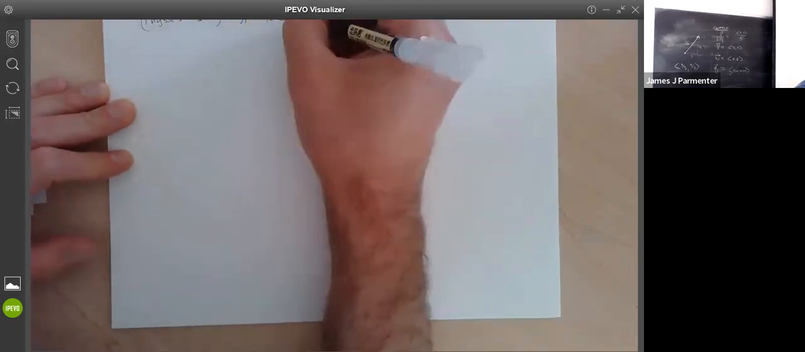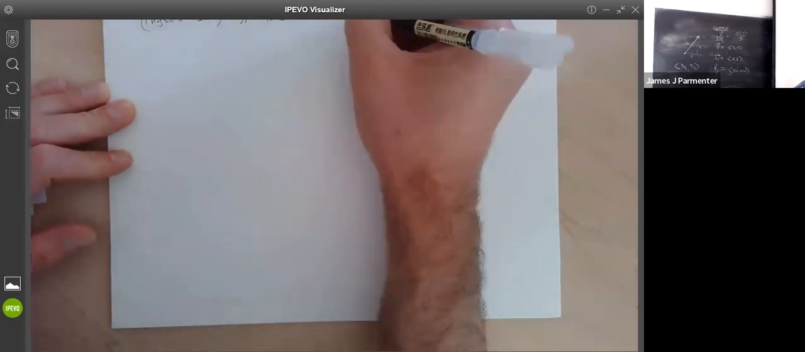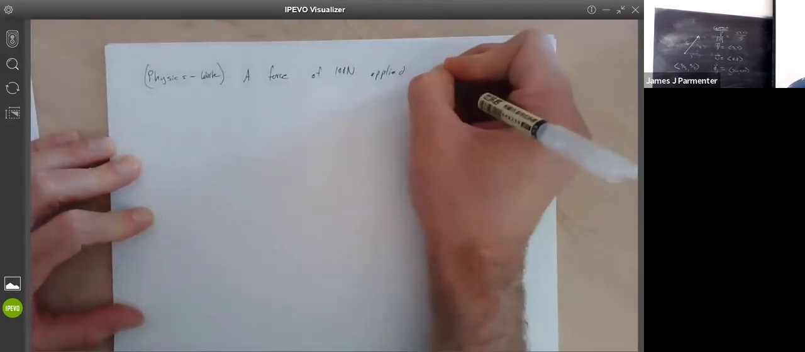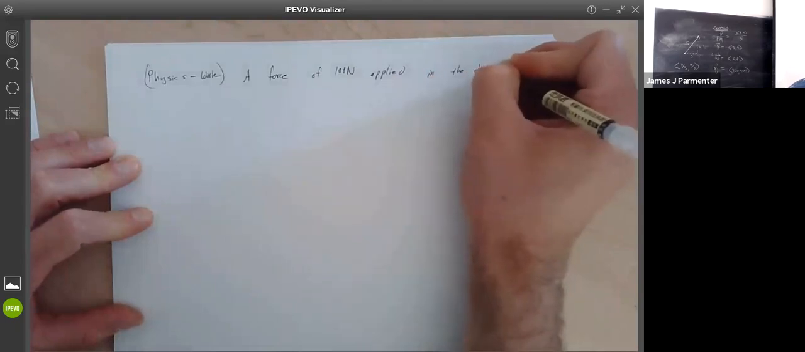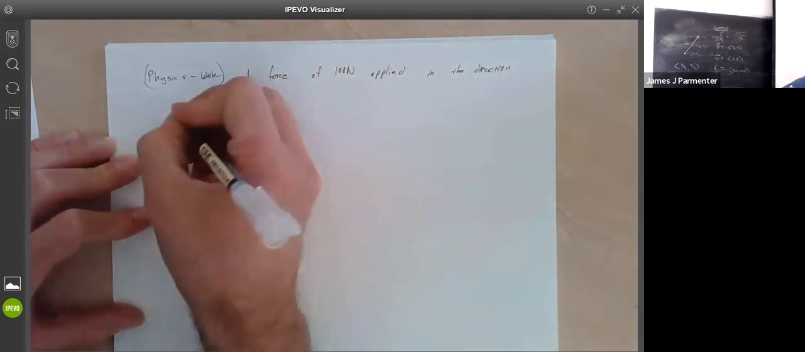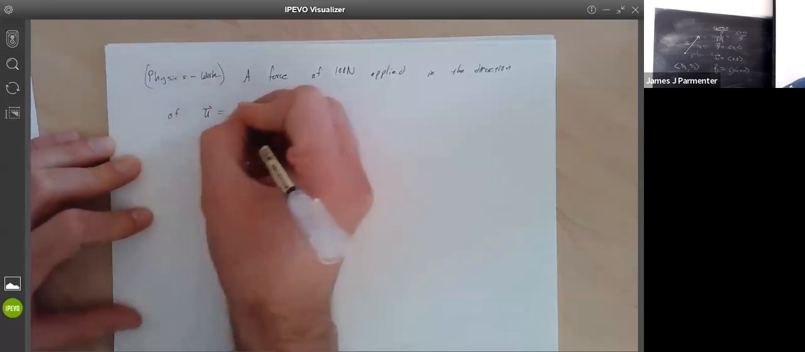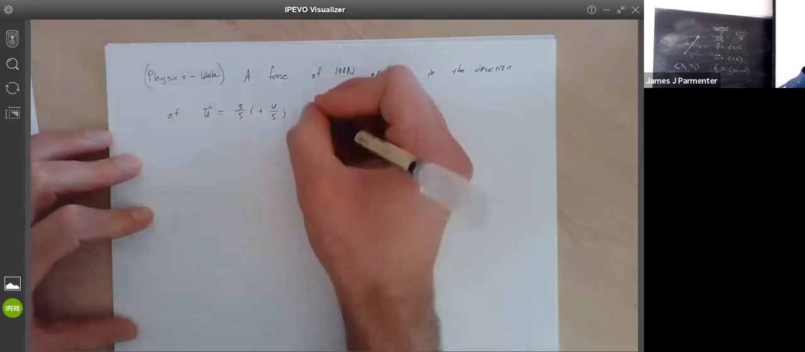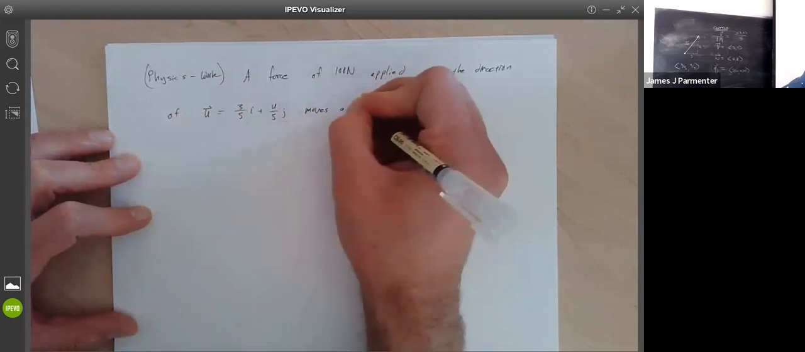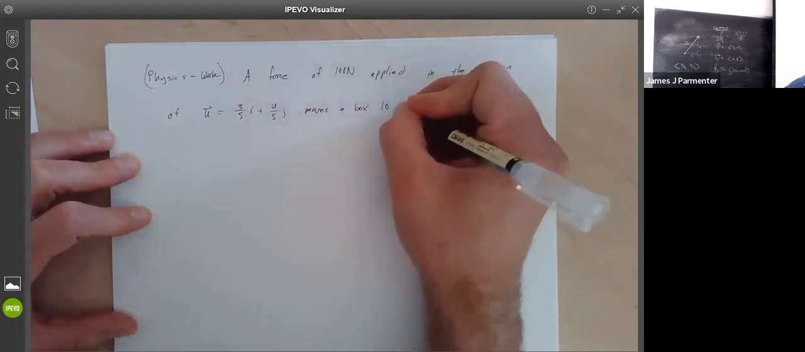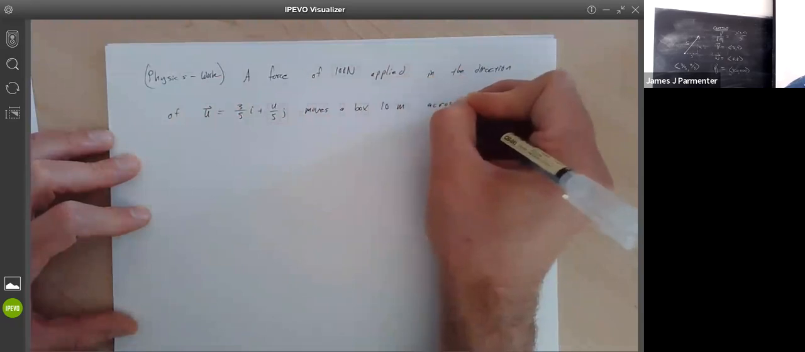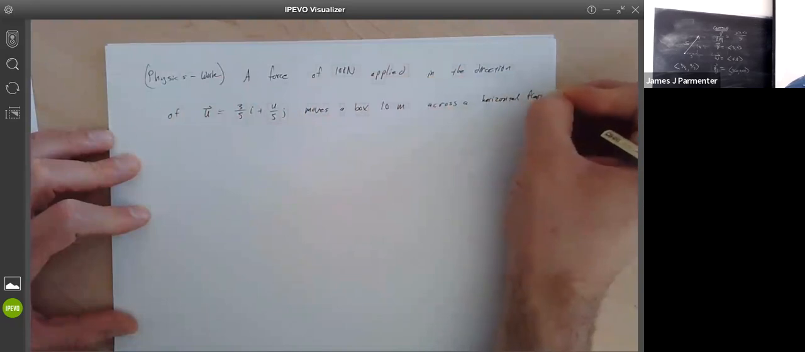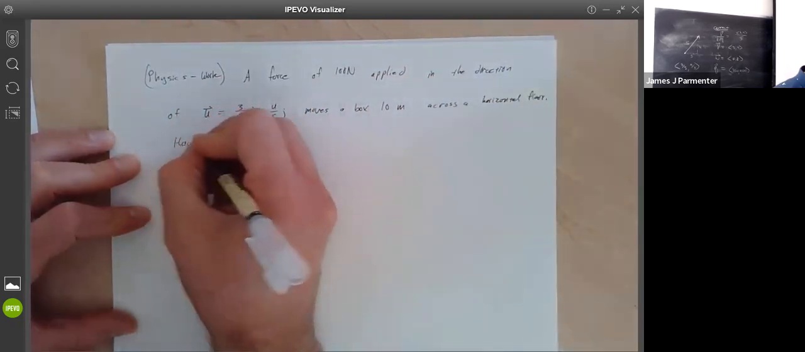A force of 100 newtons is applied in the direction of the unit vector u equal to 3/5 i plus 4/5 j, and it moves a box 10 meters across a horizontal, or I could say level, floor. How much work was done?